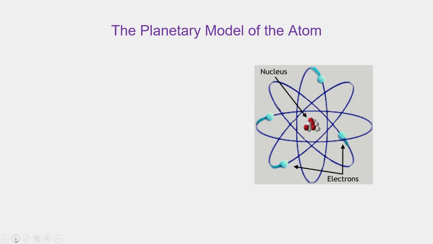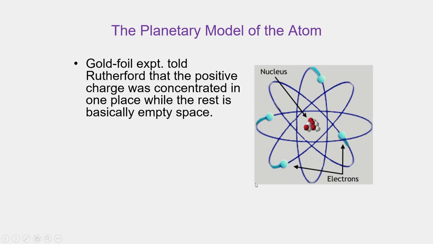So let's take a look at the planetary model of the atom just a little bit. Here's a picture of what that looks like. Ernest Rutherford was doing his gold foil experiment, where he put up a piece of gold foil and shot it with positively charged alpha particles. What he noticed is that most of the alpha particles just went straight through, nothing happened to them, but some of them became deflected. They either bounced off to the left or the right, or some of them actually came completely back at him.